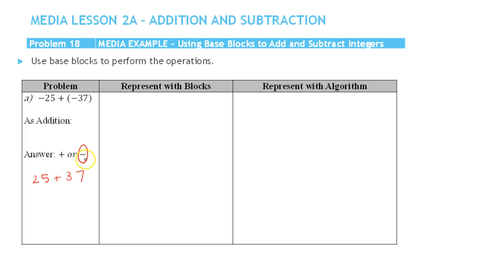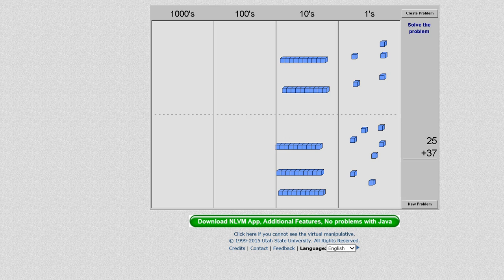So we're going to look at a website that will show us how to set this up with blocks, and then we're going to come back here and fill in the representation. Notice I have the problem all set up. This dotted line is separating the two numbers. I have 25, so there's 2 tens and 5 ones. And 37 is 3 tens, or 3 rods, and 7 ones. We want to solve this problem. So let's keep track of this over here because this is going to show us how the algorithm works for addition as we manipulate the base blocks.